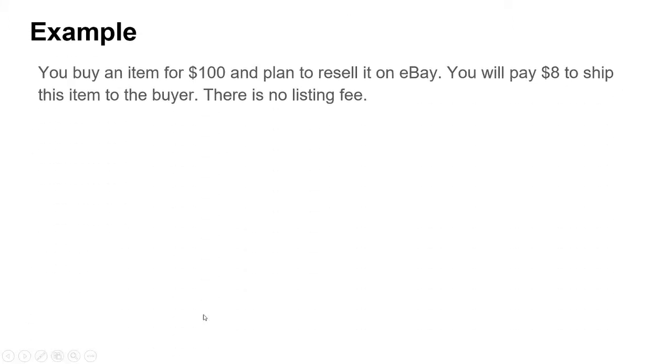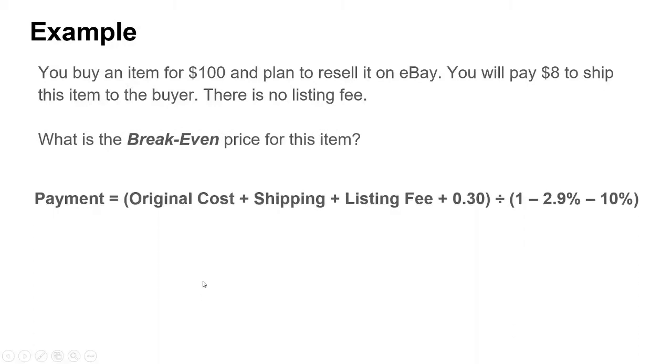Now, let's look at an example. Let's say you buy an item for $100 and you plan to resell it on eBay. You will pay $8 to ship this item to the buyer. There is no listing fee. What is the break-even price for this item? Well, using the formula, you're going to find out what payment you will receive from the buyer, because remember, it is the payment that determines the fees that will allow you to break even.